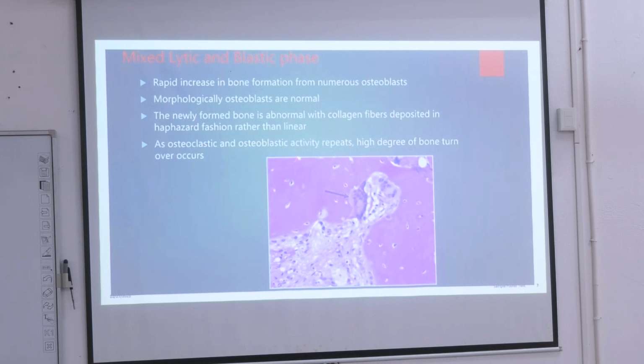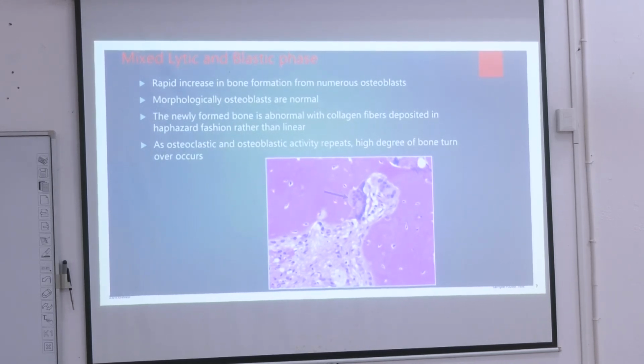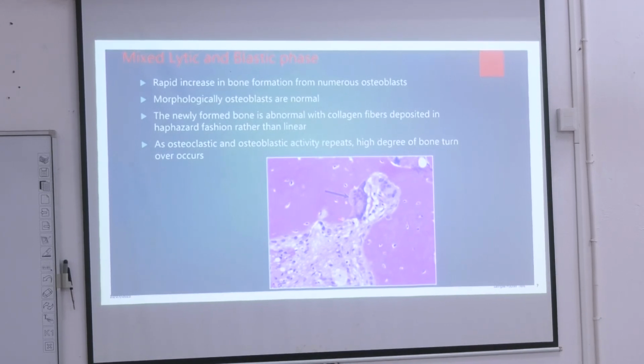These mononuclear cells are osteoblasts. And this multinuclear giant cell is an osteoclast. So, in the mixed lytic and blastic phase, there is simultaneous action of both osteoclasts and osteoblasts. But osteoclast formation and bone resorption is more than that of bone formation by osteoblasts.